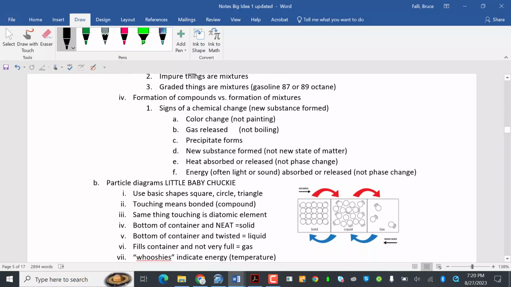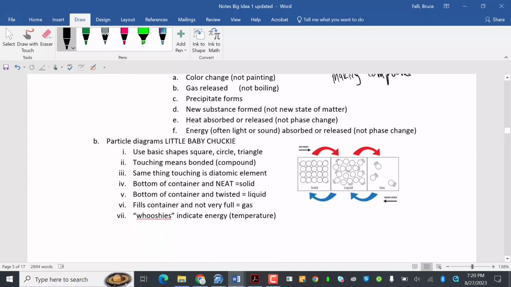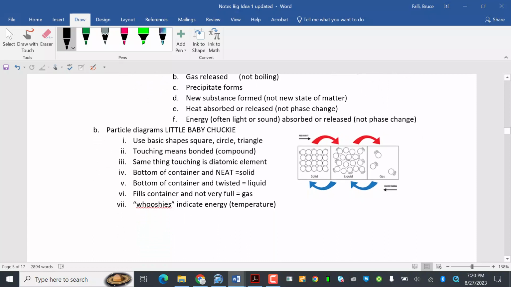Formation of compounds versus formations of mixtures. So there's signs of a chemical change. A new substance is formed. That means it's making a compound. You'll see a color change as long as you're not painting it. A gas will be released as long as you're not boiling it. A precipitate forms, so chunks form out of nothing. A new substance formed, not a new state of matter. Remember, steam is still H2O, just like liquid water is H2O. Heat is absorbed or released as long as it's not a phase change. And energy, often light or sound, is absorbed or released, not a phase change.